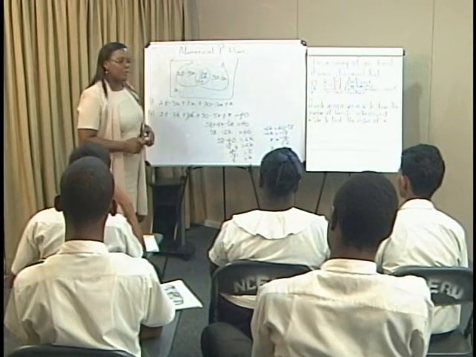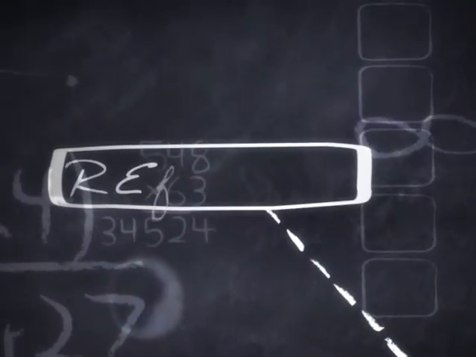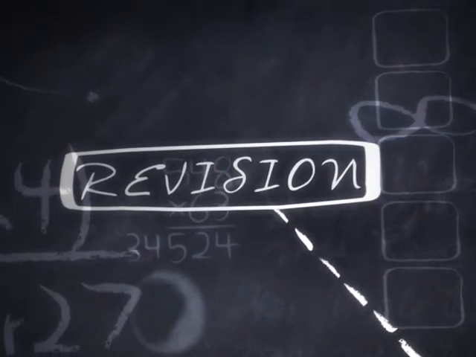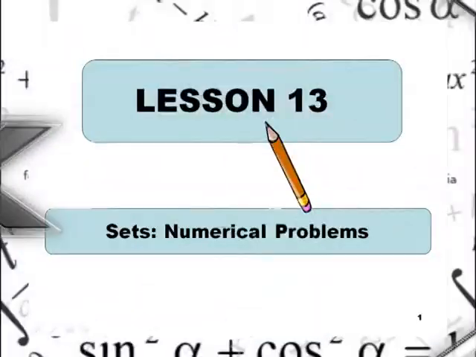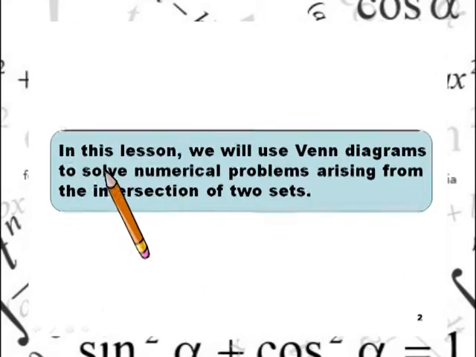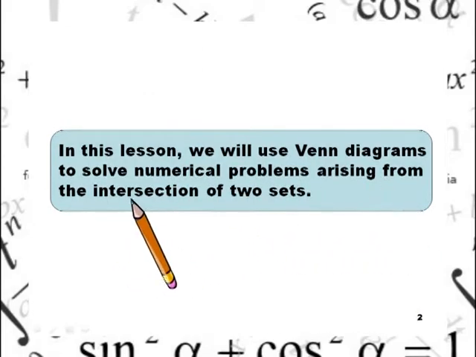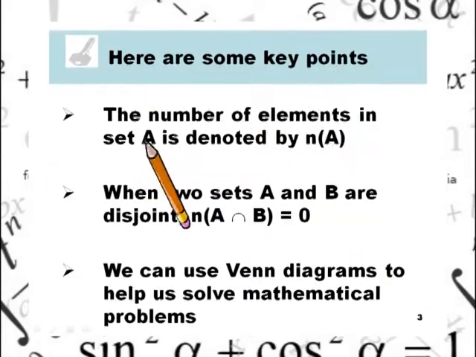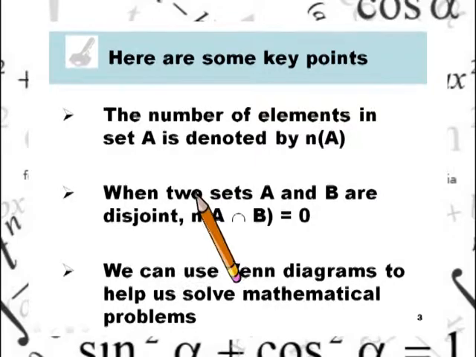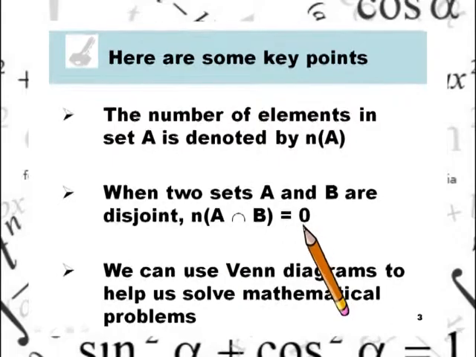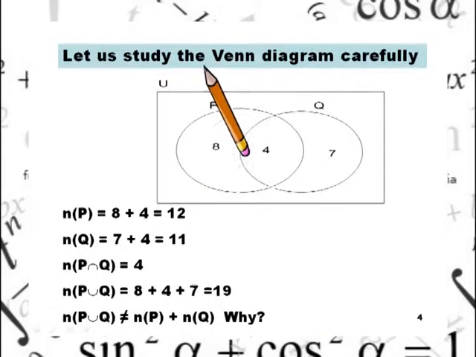Okay? Now let us quickly recap what we did. Now look here. Sets, numerical problems. In this lesson, we will use Venn diagrams to solve numerical problems arising from the intersection of 2 sets. Here are some key points. The number of elements in set A is denoted by n(A). When 2 sets A and B are disjoint, the number in A intersect B is equal to 0. We can use Venn diagrams to help us solve mathematical problems. Let us study the Venn diagram carefully.